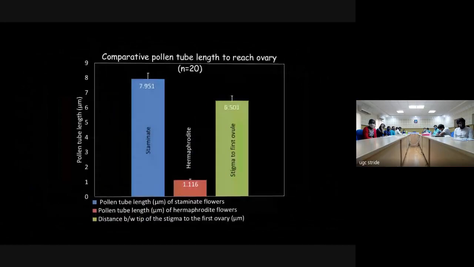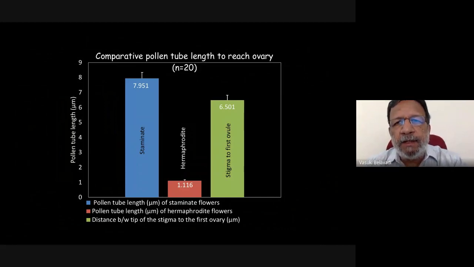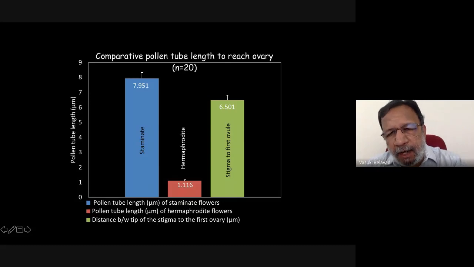But the most interesting thing is when we compare the pollen tube growth, the rate of pollen tube growth or the pollen tube length. You see that the pollen from the staminate flowers grew faster and longer. It went up to about 7.9 micrometers compared to the pollen of the hermaphrodite flower, which is just about 1.1. It was very slow, and it is only 1.1 micrometers. Now the style length, the distance from the stigma to the first ovule in the flower, is about 6.5 micrometers. So it is very clear that only the pollen from the staminate flower is capable of fertilizing ovules in the hermaphrodite flowers. And the pollen from the hermaphrodite flower will not be able to fertilize the ovules in the same flower.